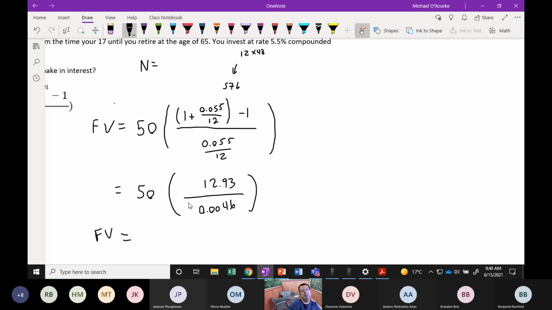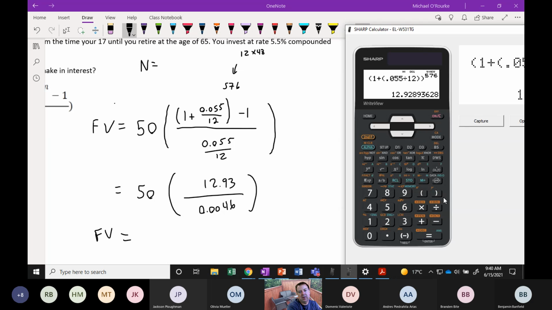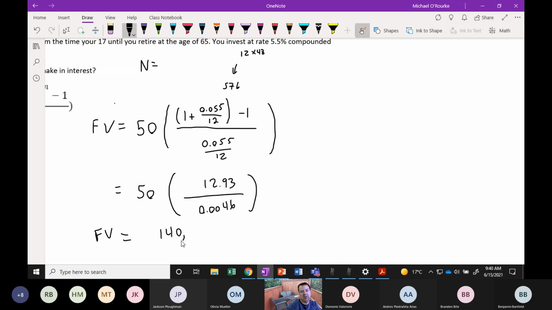So I'd expect to see this middle step if you were doing a calculation. Divided by 0.0046, press equals, times 50. That's going to equal 140,531.92. 140,531.92.